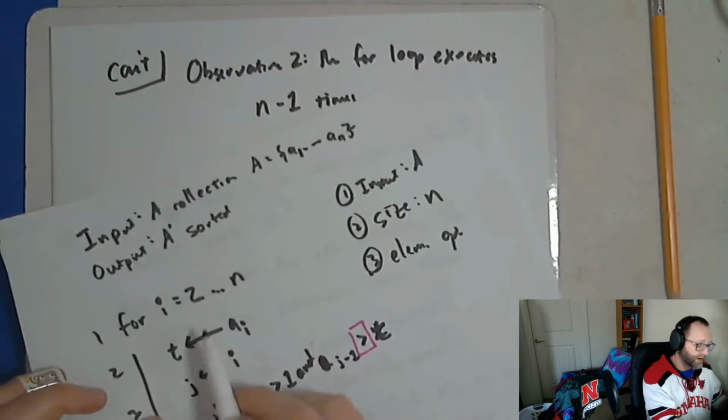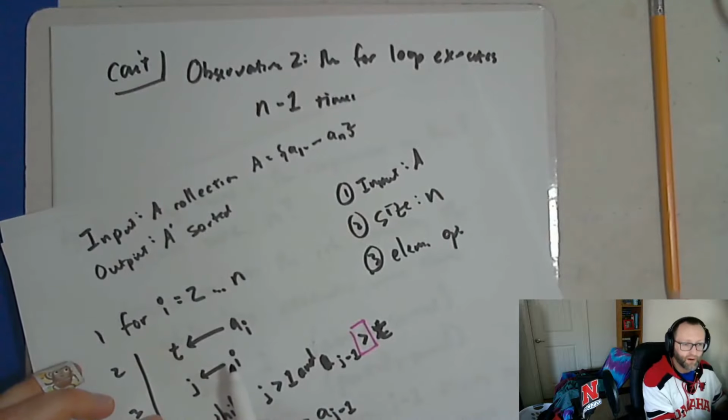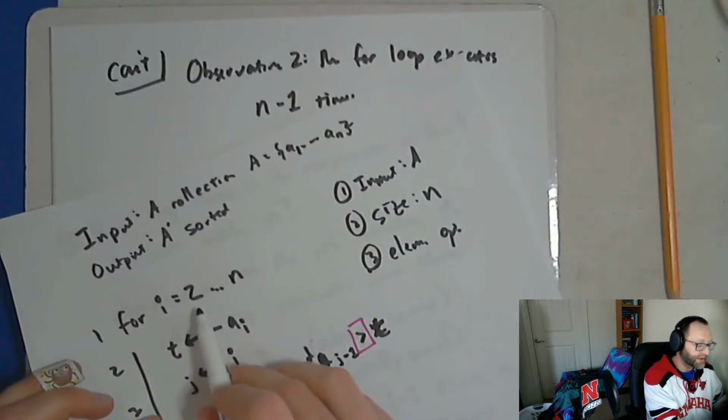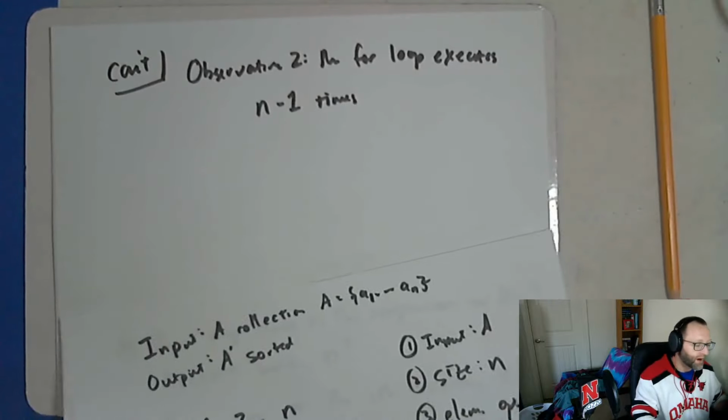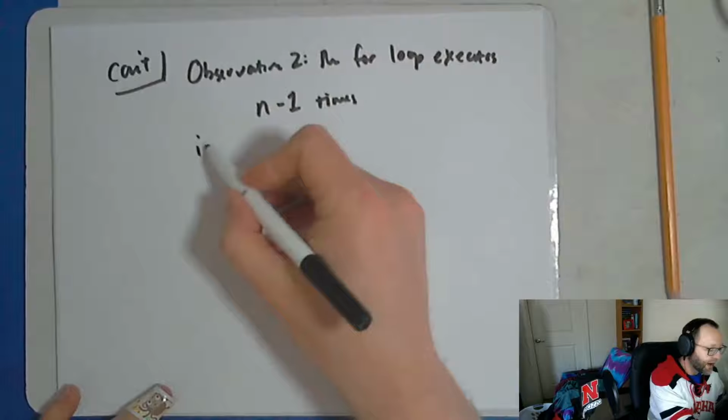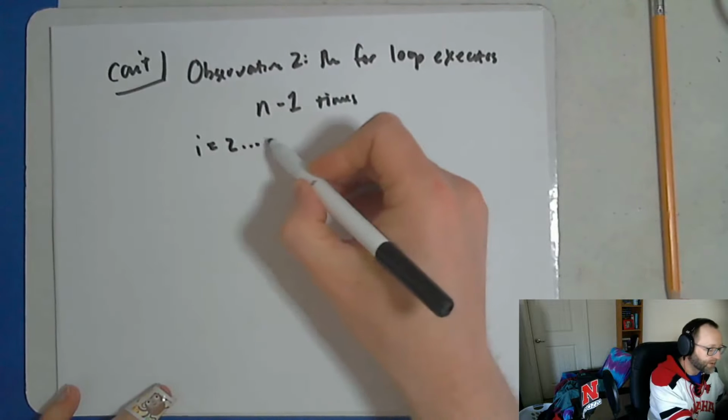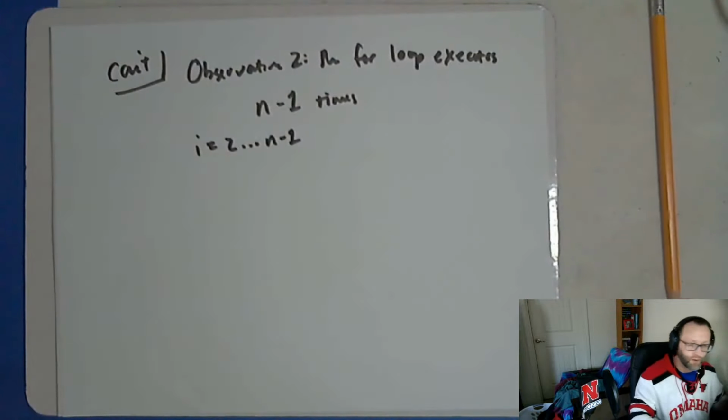Because it's already sorted. An element in a collection of size 1 is already sorted. So we skip that first one and start immediately on I equals 2. In other words, I running from 2 up to n, just as in the pseudocode.